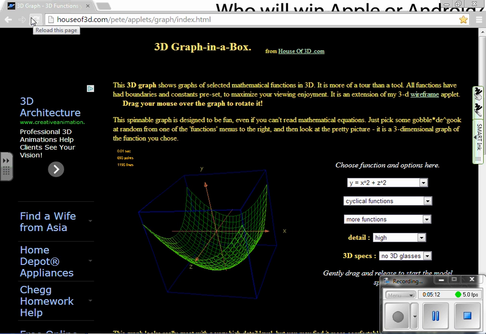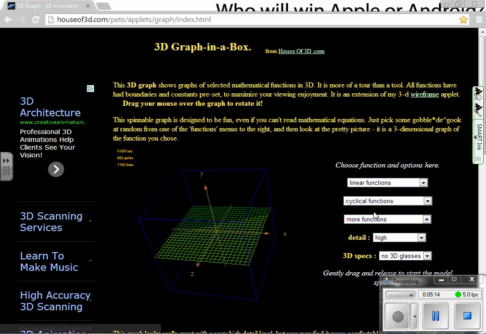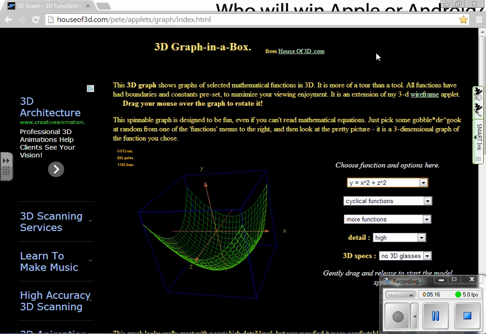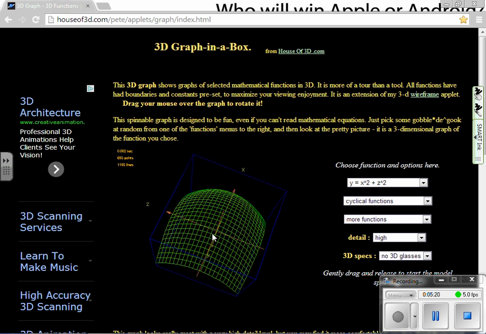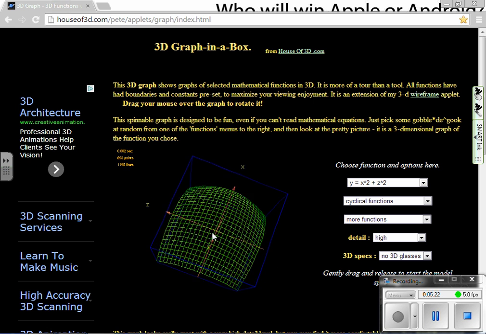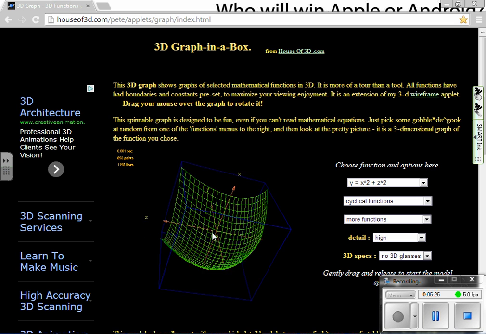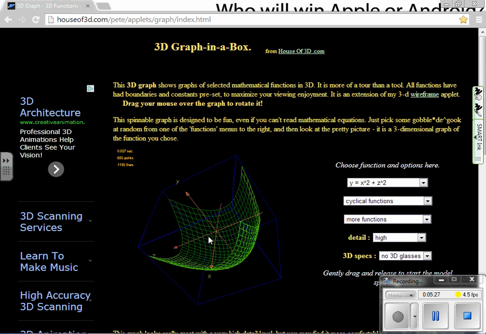And now it froze. Let's try to reload that. Okay, and there you go. So that's what a parabola looks like in 3D space if you had a parabola type equation, or the equivalent of one. We're not going to get this far in the graphing, but this is what this type of stuff leads to.